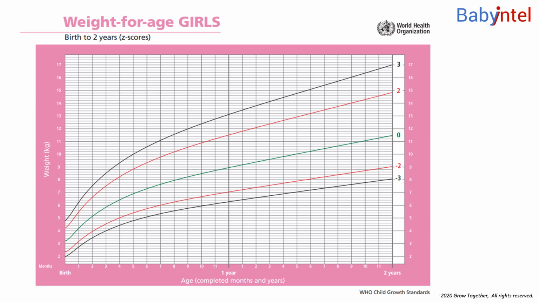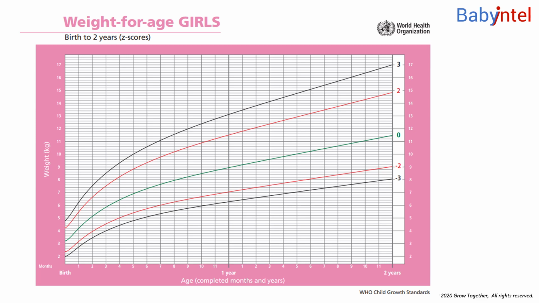Here is a weight chart for girls. The child's age in months is along the bottom of the growth chart. The child's weight is up the side of the chart. There are 5 curves on this chart.